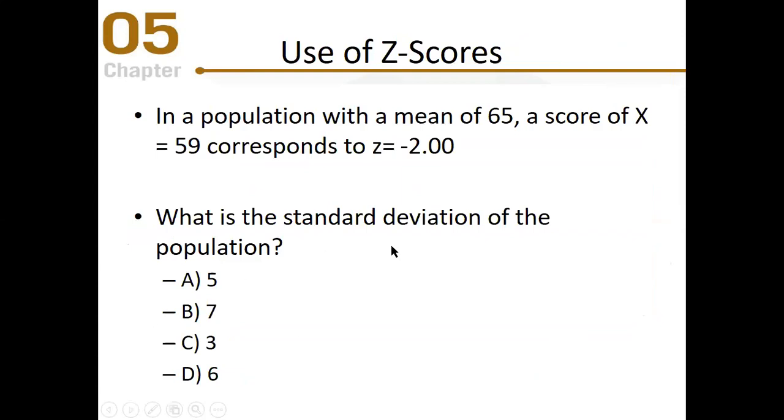Okay, here's another question. In a population with a mean of 65, a score of x equals 59 corresponds to z equals negative 2.0. What is the standard deviation of the population? If the population has a mean of 65 and a score of 59, 6 points below 65, corresponds to a z-score of negative 2.0, what is the standard deviation? Okay, it has to be 3 points. 2 standard deviations below 65 is 59, that's 6 points, divide by 2, and you end up getting 3.0.